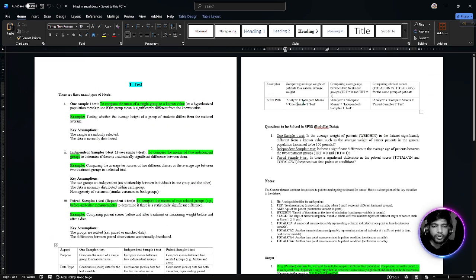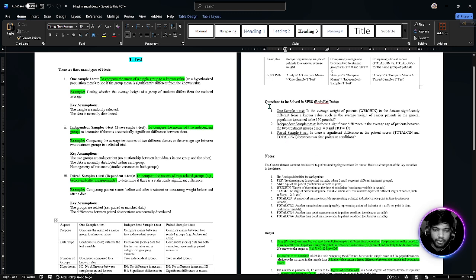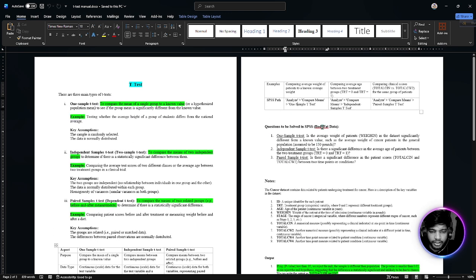That is Analyze, Compare Means, and then one sample t-test, independent sample t-test, and paired sample t-test. Okay, paired sample t-test. And now here is the questionnaire available from the body data, and it shows the one sample t-test, then independent sample t-test, and paired sample t-test. Now I'm going to see the one sample t-test.